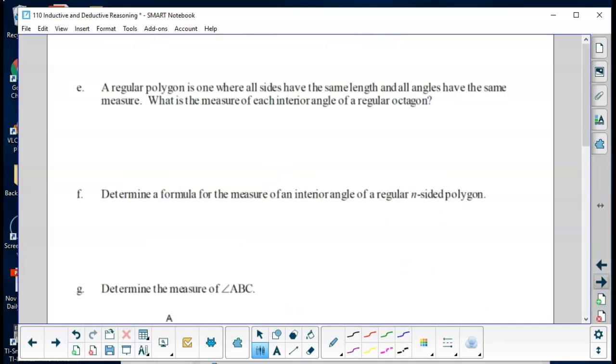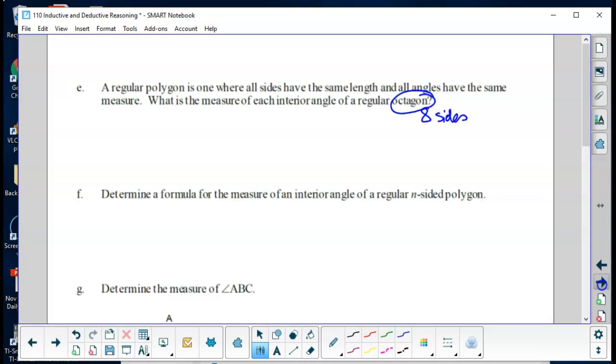It says a regular polygon is one where all sides have the same length and all angles have the same measure. Okay, so regular means all the same. What is the measure of each interior angle of a regular octagon? So how many sides is an octagon? It is 8 sides. It's like a stop sign.